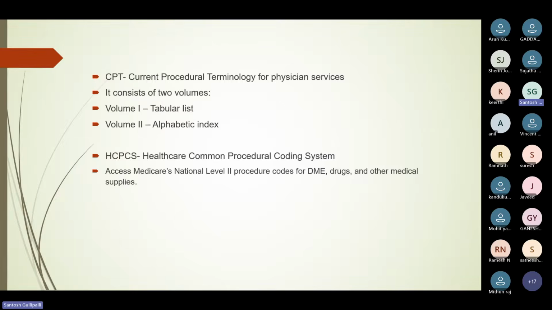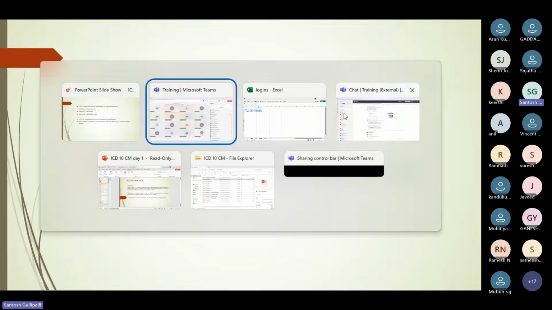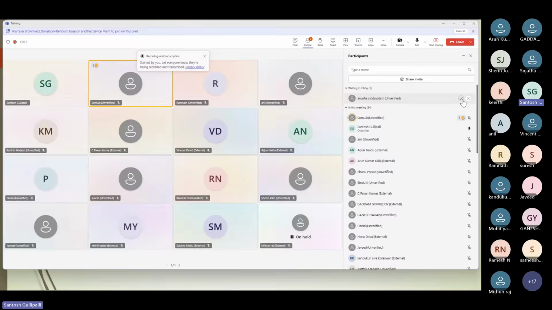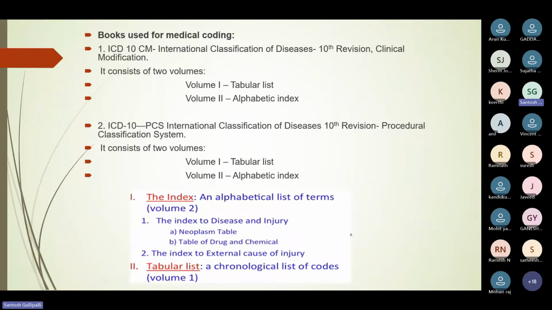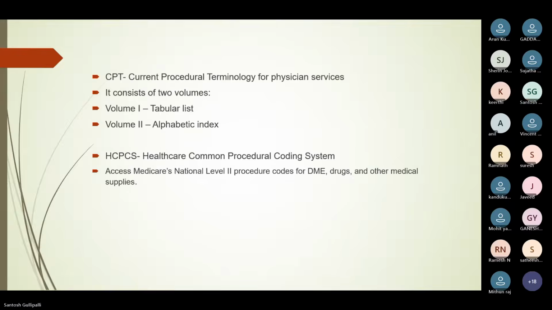So what is the difference between ICD-10-PCS and CPT? Both are procedure coding. Basically, CPT procedure codes are only used in outpatient settings. For example, the patient comes to the hospital, and on the same day the physician performs a surgery or any treatment. That time we can assign a CPT procedure code.